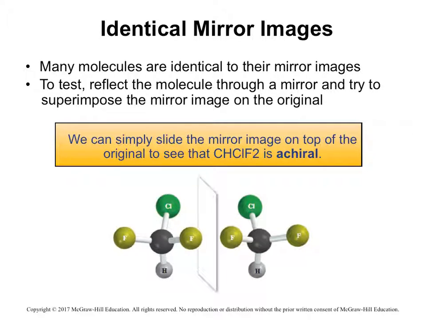You draw one of them, you imagine a mirror, you draw the mirror image. You can literally move this one over on top of it, and the chlorine's going to match up with the chlorine, the hydrogen, and the 2 fluorines match up. So that's why it's called achiral.